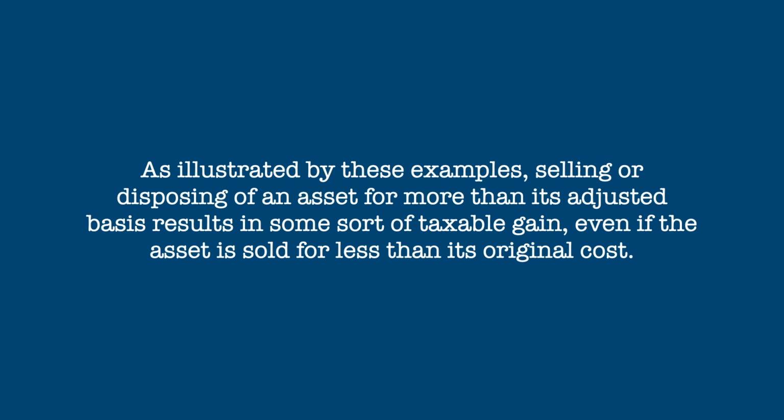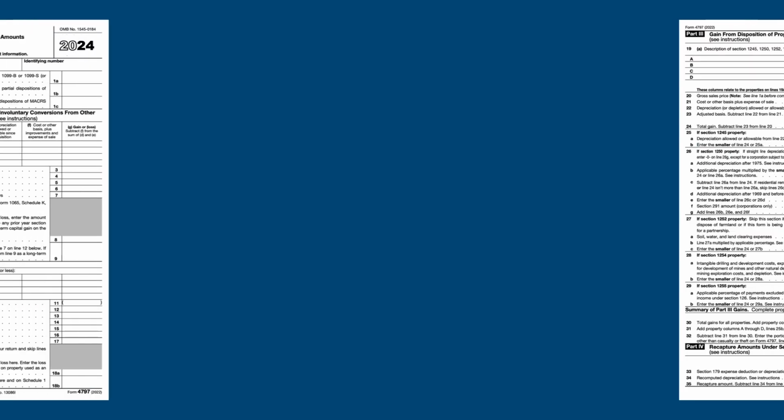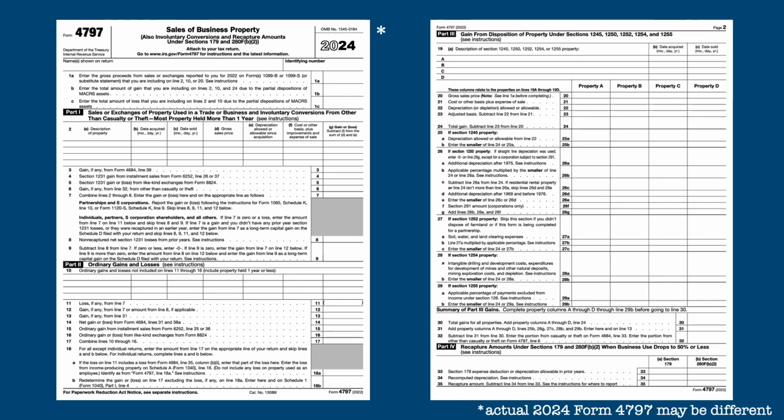As illustrated by these examples, selling or disposing of an asset for more than its adjusted basis results in some sort of taxable gain, even if the asset is sold for less than its original cost. Sales or other dispositions of business assets are reported on Form 4797. How Alice and Ralph report the sale of the oven depends on the circumstances. If the cost of the asset had been expensed under the de minimis election, the sale is reported in Part 2 of the form. If the oven had been sold at a gain, the transaction is reported in Part 3 of the form. And if the oven had been sold at a loss, the transaction is reported in Part 1 of the form.